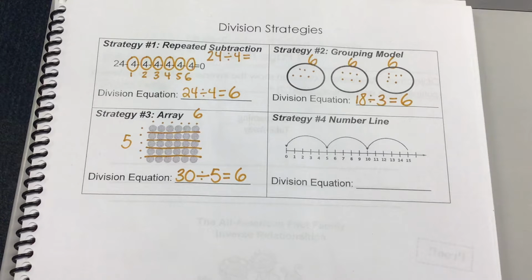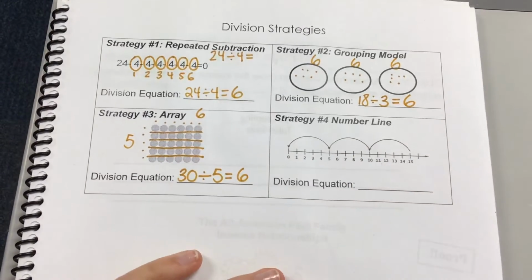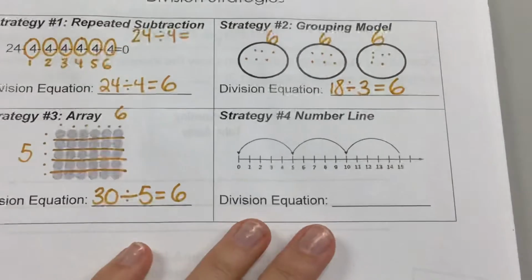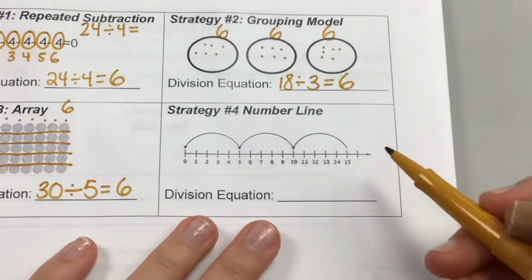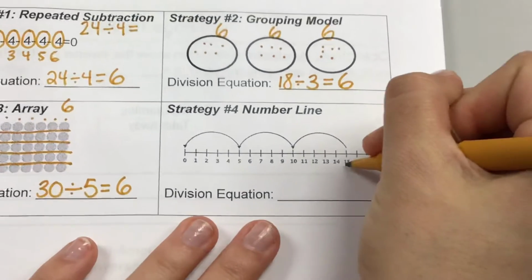So if any of you guys got 30 divided by 6, that's correct too. Okay? As long as you know that total number divided by something else equals that. Okay? So strategy number 4, our number line. Okay? So it looks like our total is 15. It looks like that's our starting point, right?